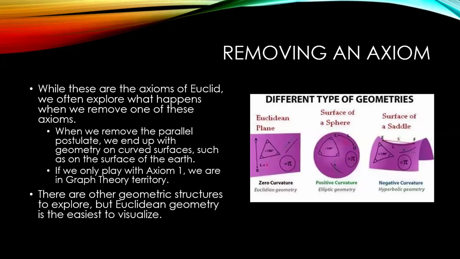And so while these are the axioms of Euclid, we often explore what happens when we remove one of these axioms. When we remove the parallel postulate, we end up with the geometry of curved surfaces. If we only play with axiom 1, that's what graph theory is about. And there are other geometric structures to explore, but Euclidean geometry is the easiest to visualize.